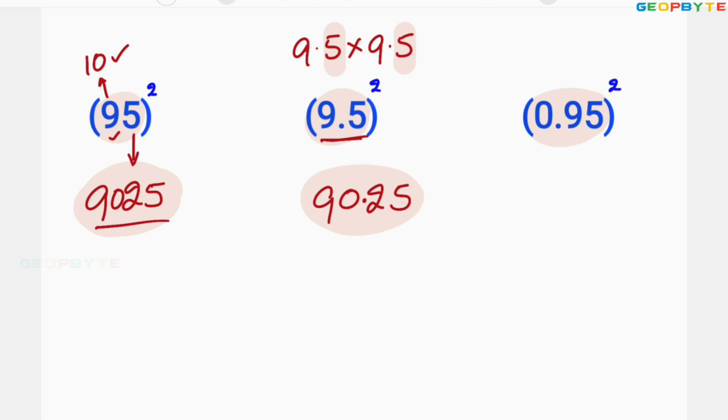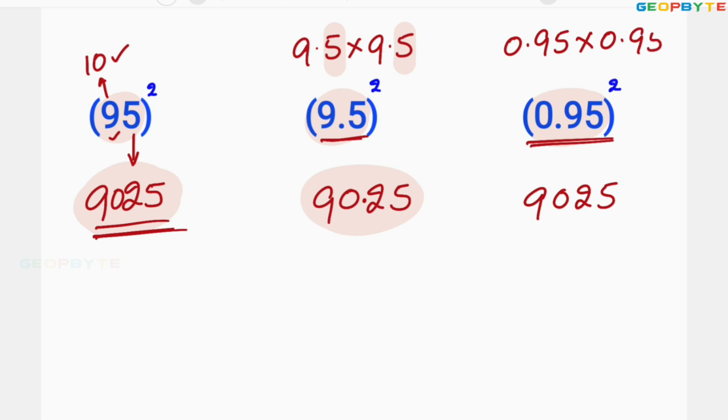Similarly, let us move to the 0.95 square. First you take this value 9025. Here 0.95 whole square can be written as 0.95 into 0.95. How many digits are there after the point? 1, 2, 3, 4. You place the decimal point after 4 digits. You got your answer.